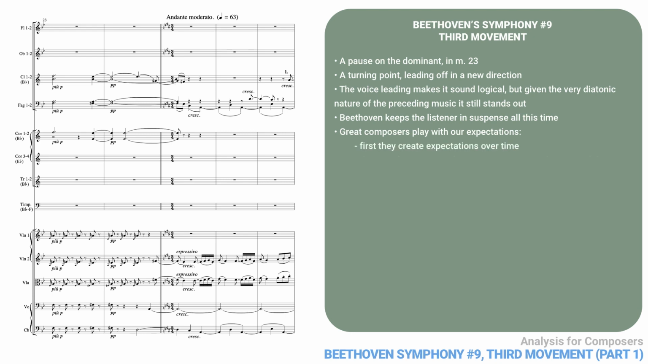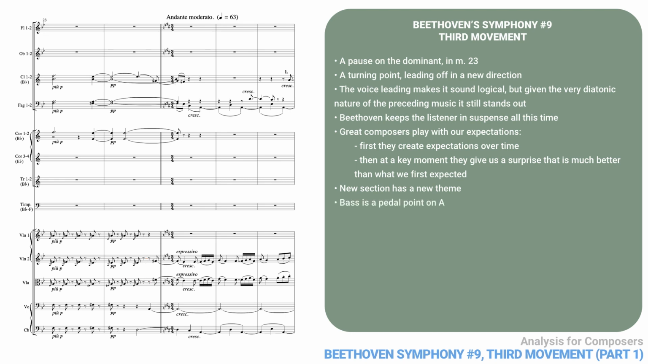First, they create them over time, and then at a key moment, they give us a surprise that's much better than what we expected. Notice that the flutes and oboes have never played in this first theme. The new section turns out to be in D major, and it is a new theme presented first in the second violins and violas in unison.